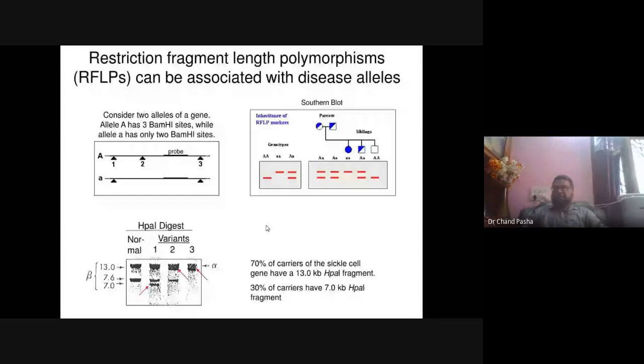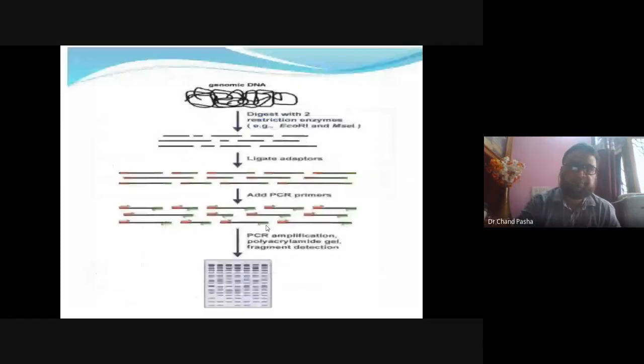Even single SNPs, single nucleotide polymorphisms, you will be able to differentiate at single nucleotide changes also, but this change must be in the restriction site. Whatever the mutation is, if it is not falling in a restriction site, we cannot identify it through RFLP. For that, we need to do sequencing only. Sequencing is the only solution for it.